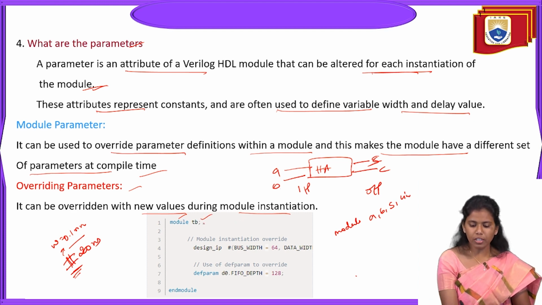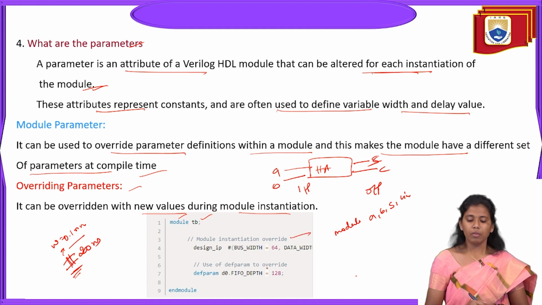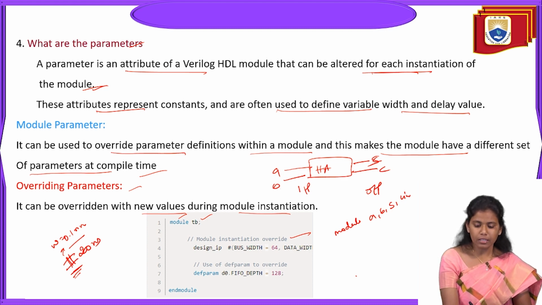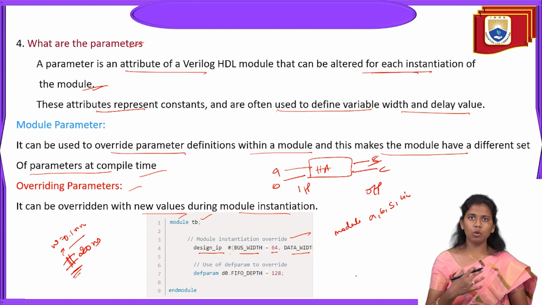So here, module instantiation override. As we are talking about overriding parameters, we will see the module instantiation override. In this example, we have seen the design input with some delay. Here the bus width is 64, and the data width. This is what I instantiated, the module instantiation override. Now we will see how these parameters are overridden, that means what we replaced them with.